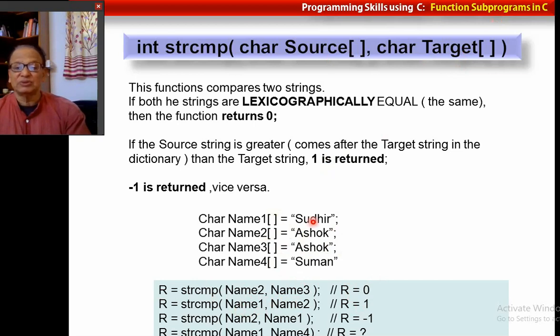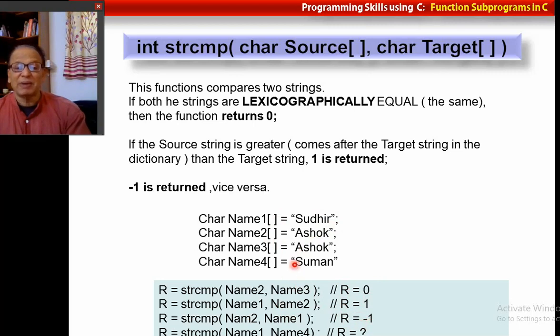Name1, name2. As you see, Sudhir and Ashok. Sudhir comes after Ashok in the dictionary. Therefore, it is going to return +1. And we take name2, name1. Naturally, Ashok comes first and Sudhir comes afterwards. Therefore, it is going to return -1.